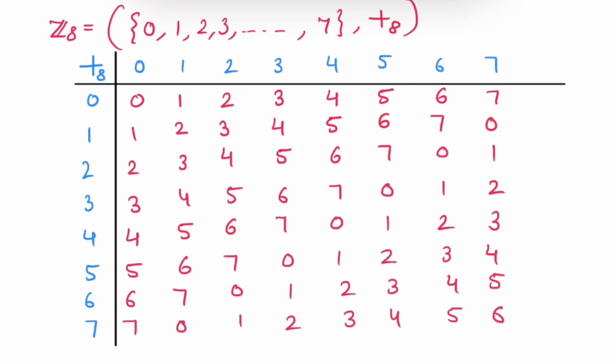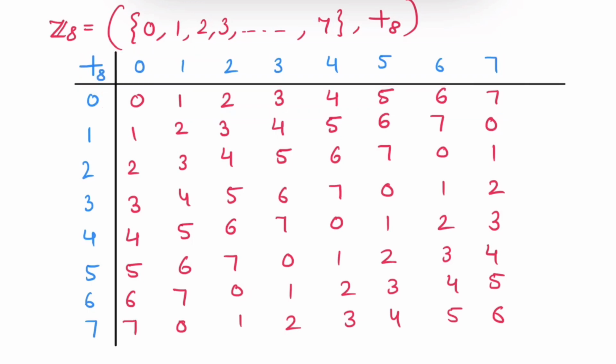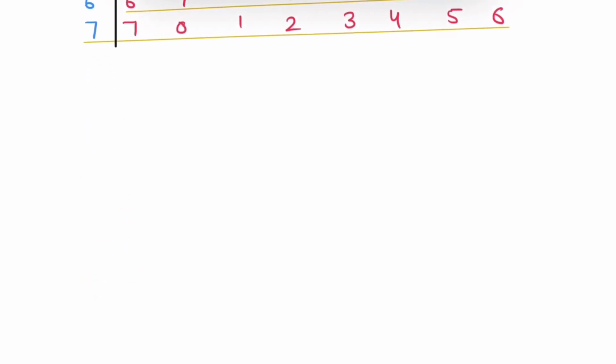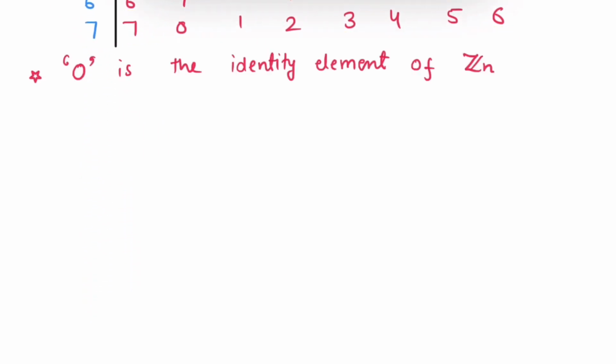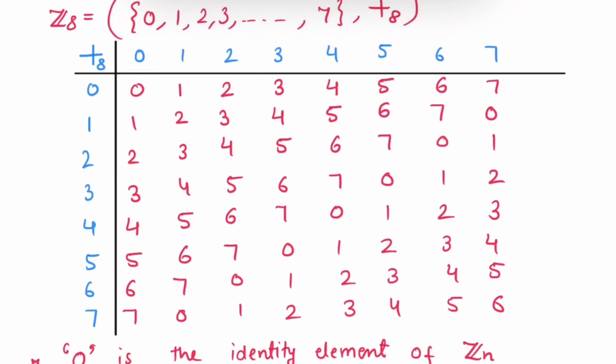From the Cayley table, we can see whenever any element is operated with 0, the result is again that element. Hence, 0 is the identity element of this group. So we can say 0 is the identity element of Zn. And again, from the Cayley table, it is clear that this operation addition modulo n is commutative. Hence, Zn is an abelian group.